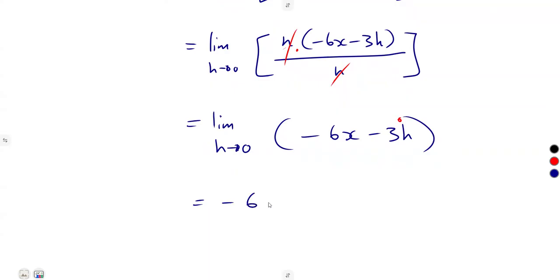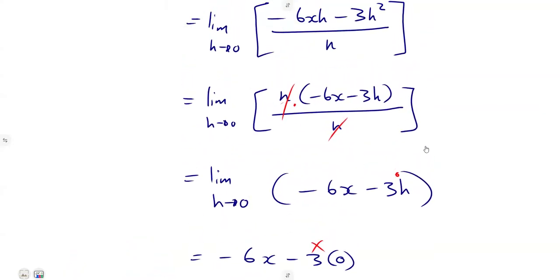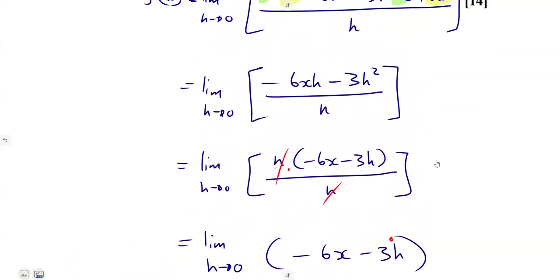So that was going to be negative 6x, all right? Negative 6x, negative 3 times h, which is 0. And this was going to give us a 0. So therefore, we are going to remain with minus 6x. So this is our first derivative with respect to x. That is what you're going to have. So as you can see, guys, the simple part, just following the formula. This is what you were going to have at the end.